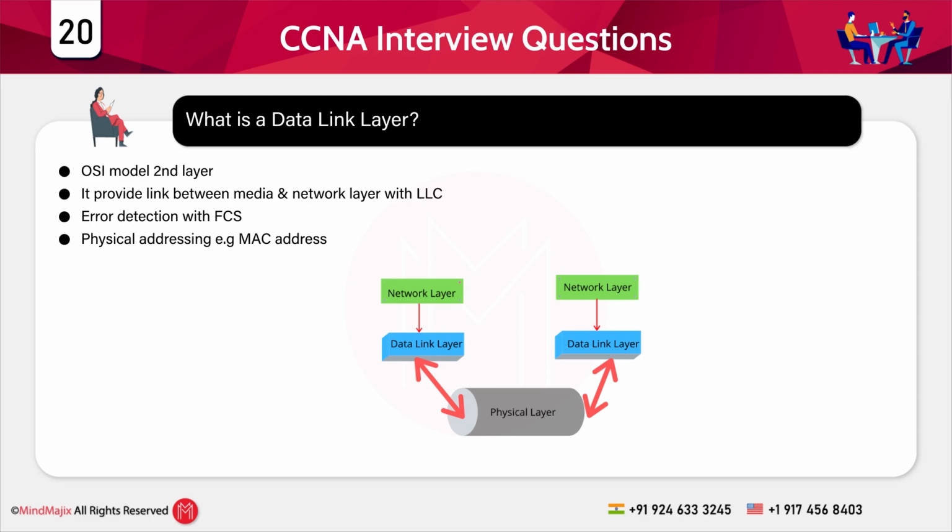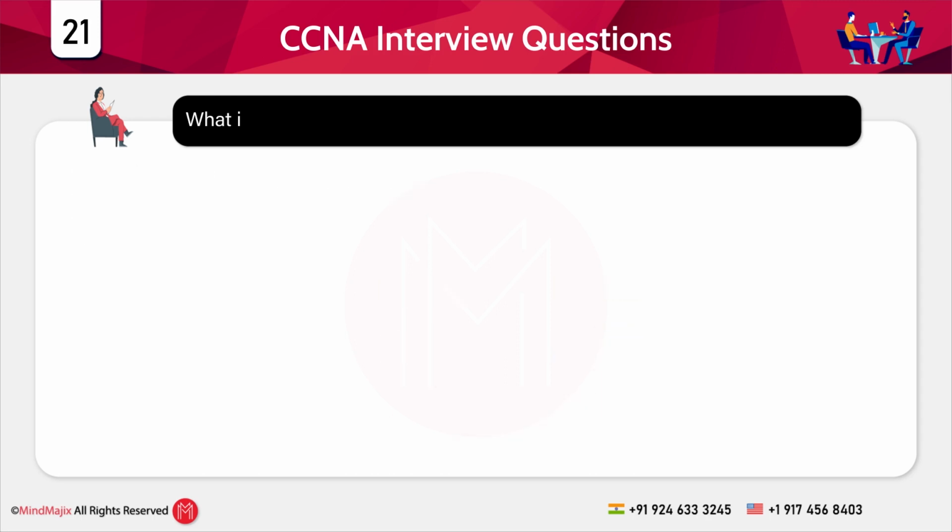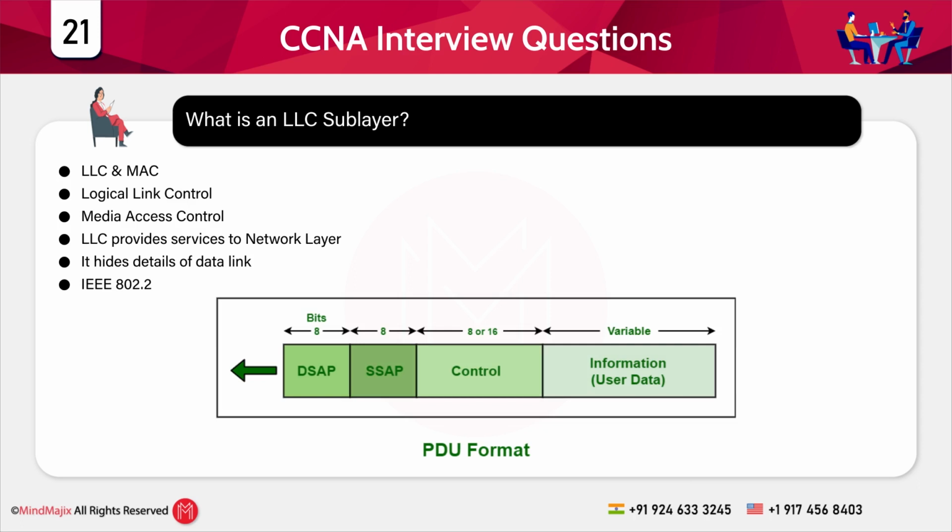So LLC stands for logical link control. We can have wireless media or we can have wired media. Accordingly, these things will be conveyed to the network layer, and this interface is provided with the help of the data link layer. So in the data link layer, we have two sublayers, that is LLC and MAC, right? LLC stands for logical link control, whereas MAC stands for media access control. LLC provides services to the network layer. It hides details of the data link, like what kind of media we are using, whether wired or wireless.